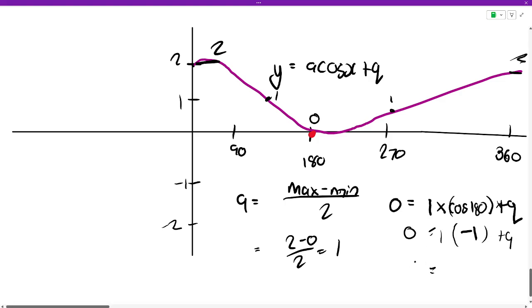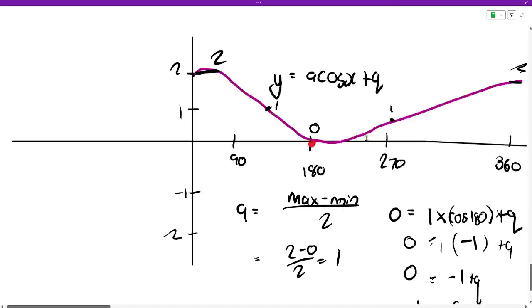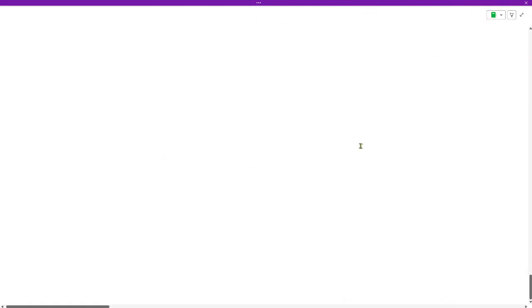Okay. This means that using equations, we can see that minus 1 plus q, bring that over, that's 1. So q is equal to 1. Now once you get q, rewrite the sum. So you get y is equal to 1 cos x plus 1. Now in this case, it's given to us. However, let's say it's not given to us, like C.